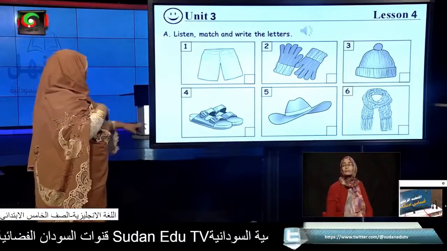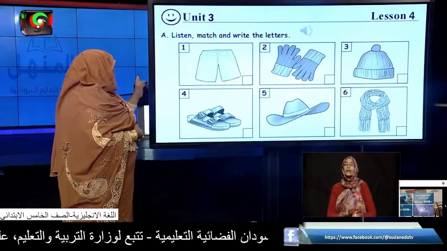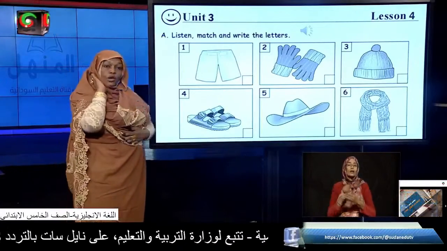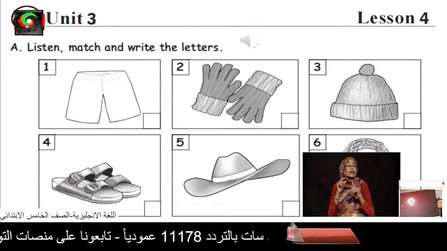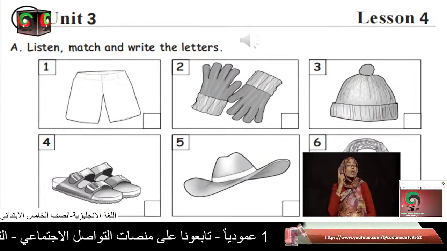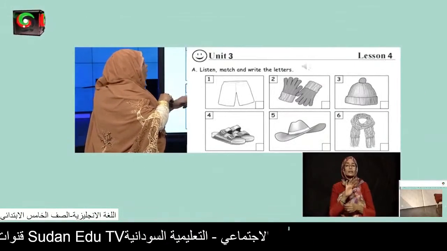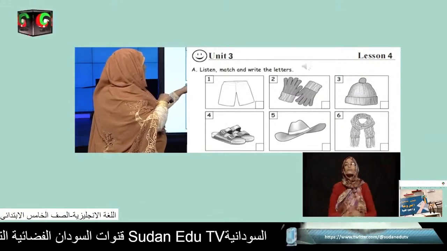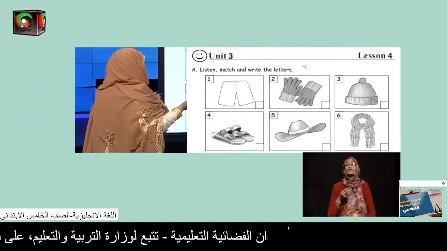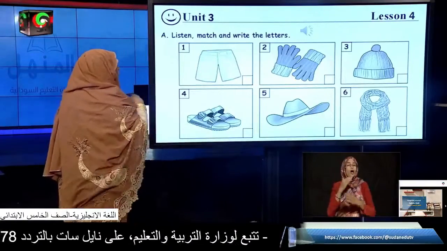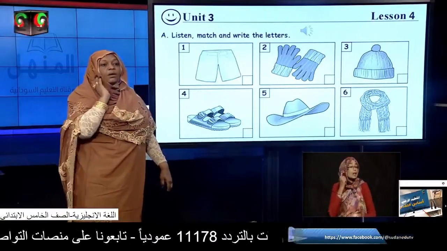Excellent. Now, listen. The first activity in your activity books, which is activity A, listen, match, and write the letters. You are going to listen to sentences or some words. These words will describe these pictures. When you listen to the letter and the words, just you are going to write the letter in these squares here. For example, number 1, if I say shorts for summer, A, shorts for summer, you are going to write A here in this box. Okay? Now, are you ready for the listening? Okay. Now listen.